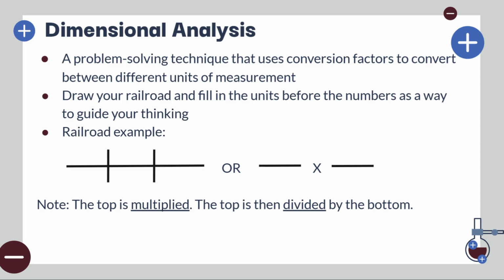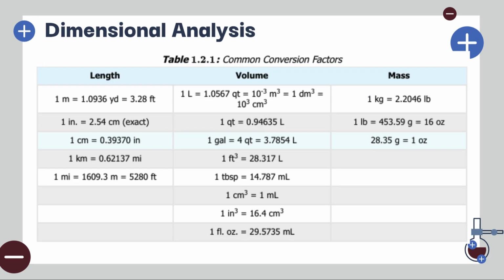Now, dimensional analysis is a problem-solving technique that uses conversion factors to convert between different units of measurement. It's very similar to the unit conversion, but for dimensional analysis, we are actually changing base units. So we change from pounds to ounces, meters to inches, and so on. One way to do this is to draw a railroad as seen here in either way. Both will work. Please note that the top is multiplied, then this is divided by the bottom. For dimensional analysis, you will most often be given a conversion factor, so just take a look and keep them in mind.